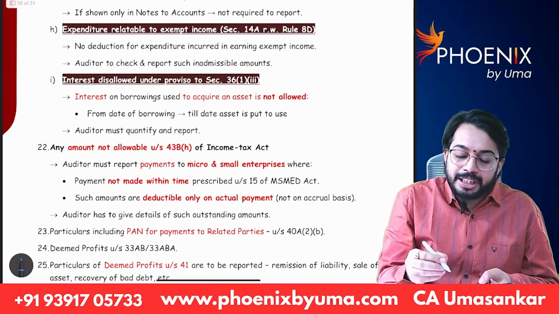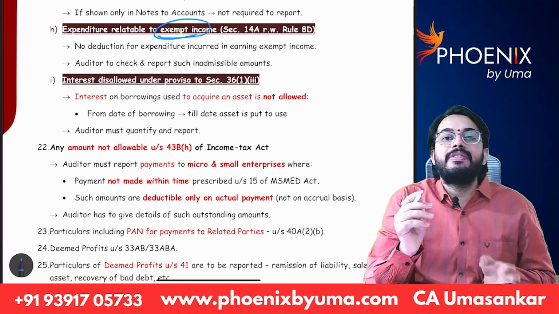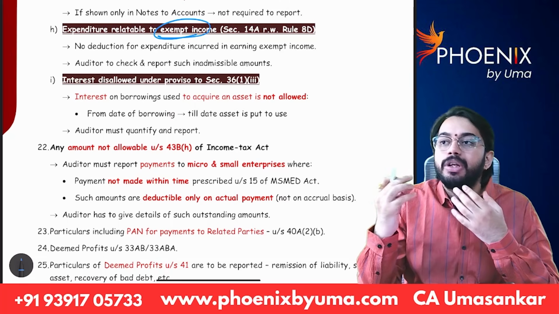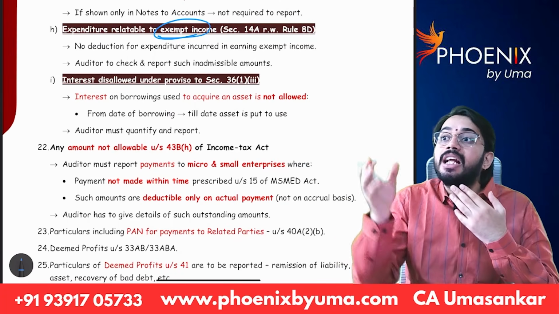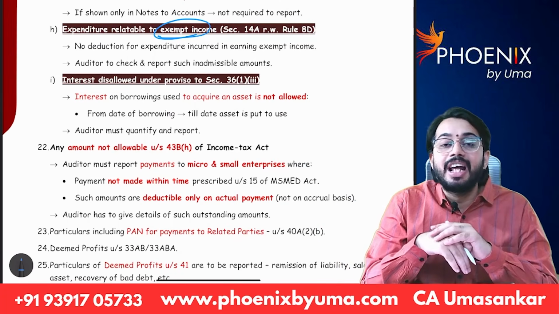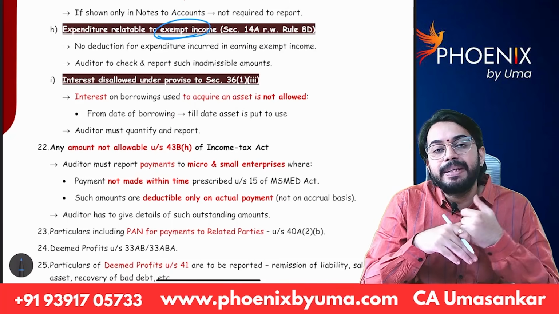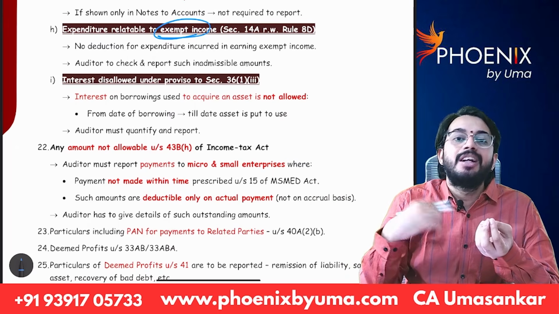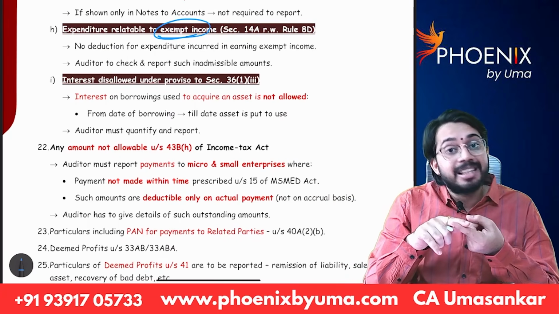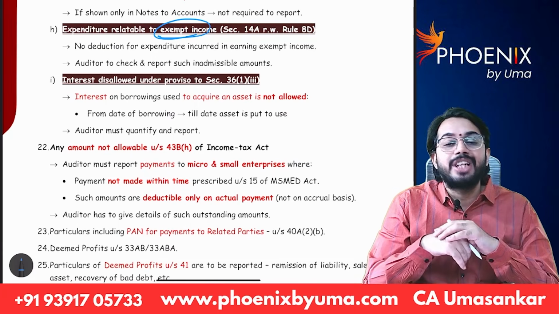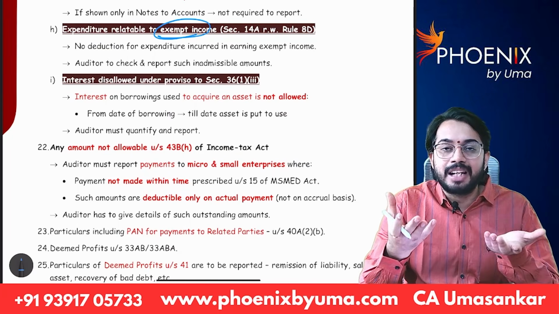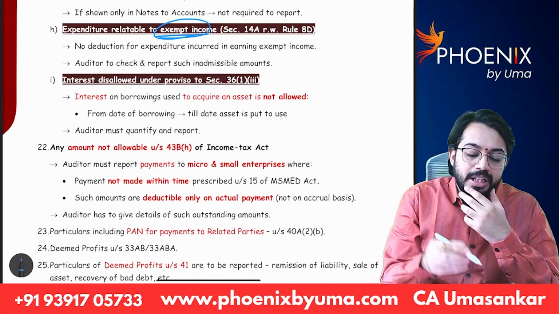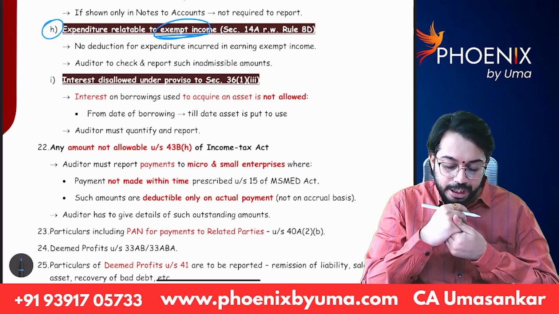Next, expenditure relatable to exempt income. See, with regard to exempt income, for example, agricultural income is there. For earning agricultural income, you have incurred agricultural expenses. Agricultural expenses are not allowed as deduction under income tax. Sir, why agricultural expenses are not allowed as deduction under income tax? Because when you are getting agricultural income, no tax is there. That's why agricultural expenses are also not allowed as deduction under income tax. So are there any agricultural expenses or are there any expenses against exempt income? That information is required to be reported in subclause H.